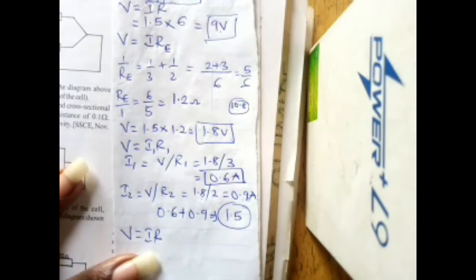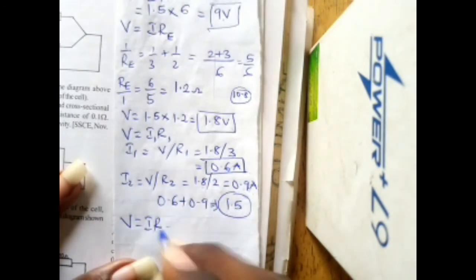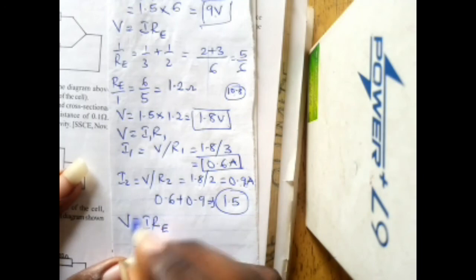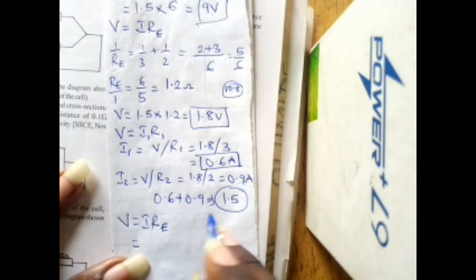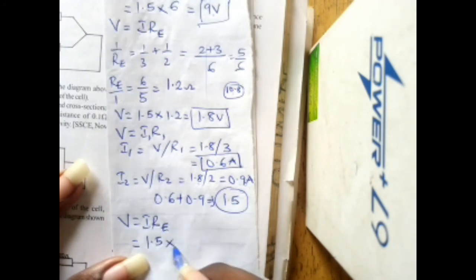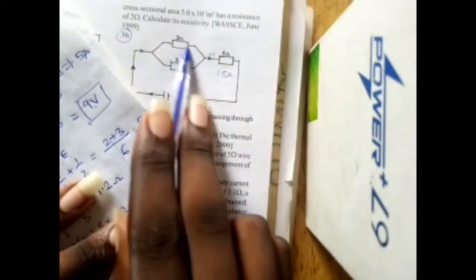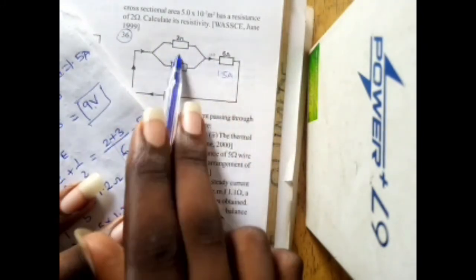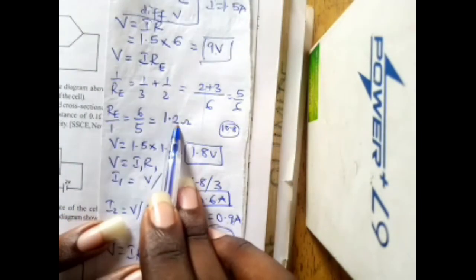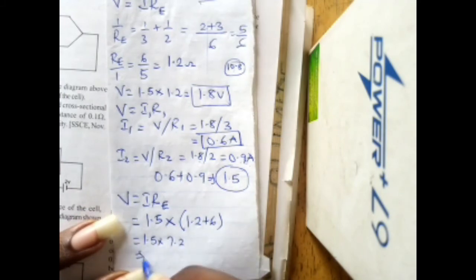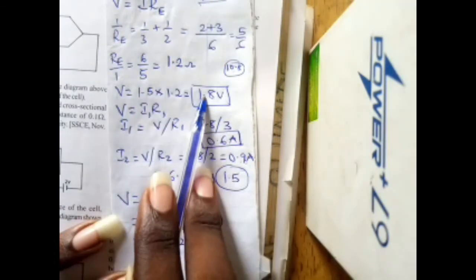In another way, we can calculate it to be the total current flowing in the circuit times the total resistance in the circuit. Total current flowing in the circuit is 1.5. For the total resistance of the circuit, I have this and this in series, so I have 6 plus the effective resistance here. The effective resistance RE is given as 1.2. 1.2 plus 6, so I have 1.5 times 7.2, which is 10.8 volts. This proves that 9 plus 1.8 is 10.8 volts.